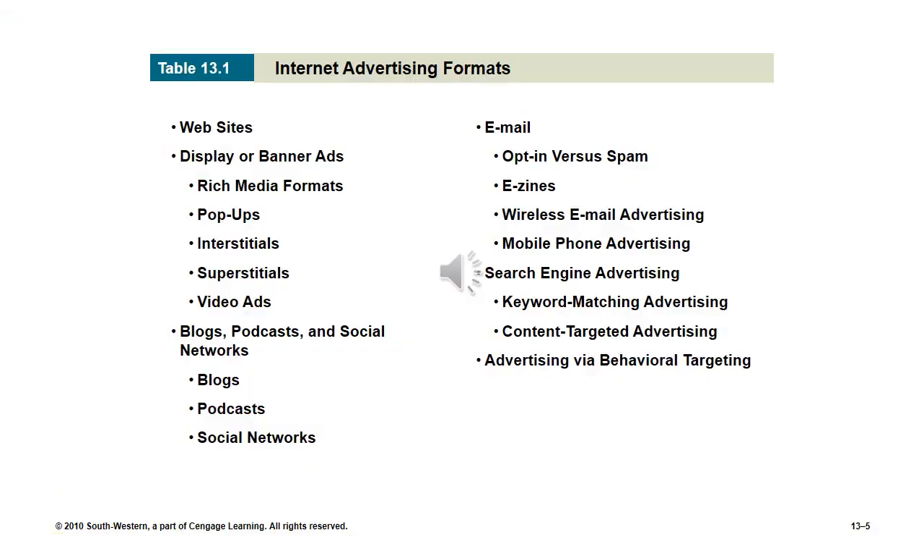Table 13.1 shows Internet advertising formats. First is websites. Second is display or banner ads, for example rich media formats, pop-ups, interstitials, superstitials and video ads. Third are blogs, podcasts, social networks. Fourth is email, for example opt-in versus spam, e-zines, wireless email advertising and mobile phone advertising. Next is search engine advertising, for example keyword matching advertising, content-targeted advertising. The last one is advertising via behavioral targeting.